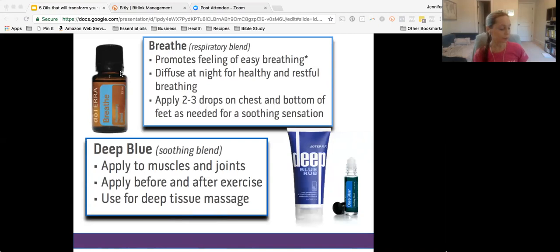Okay. So again, just using it topically, applying it to the area of concern. And so like if you have a sore knee, just apply a couple drops of Deep Blue to your knee. If you have back pain, then I would recommend diluting the oil in some carrier oil so you can apply it to the whole back. It's going to make it much easier.